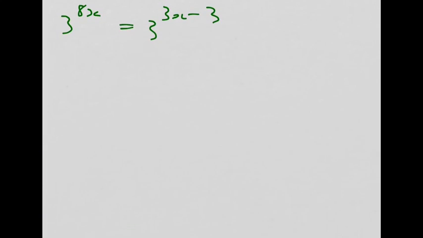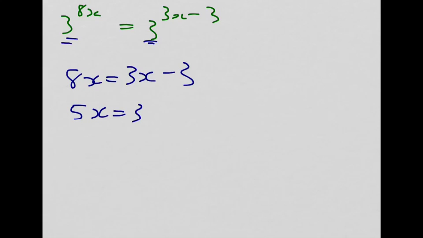Solve for x. Yeah, solve for x. How do I do that? What do I write next? Yeah, make the exponents equal. And again, I can do that because the bases are the same. Okay, so I have 8x equals 3x minus 3. Solving for x just gives me 5x equals negative 3. So x is equal to negative 3 over 5.